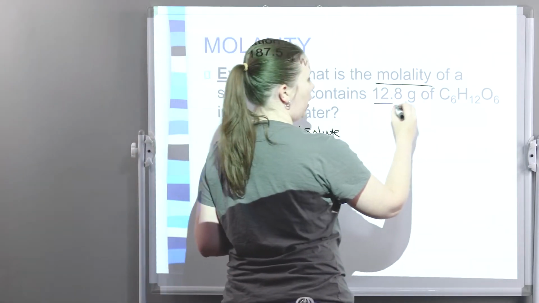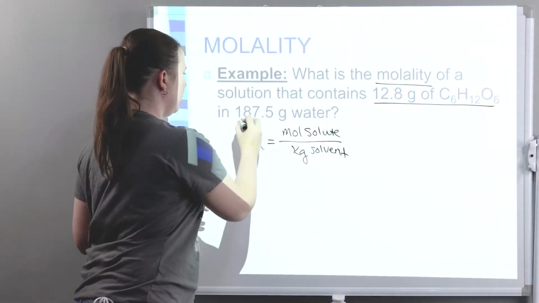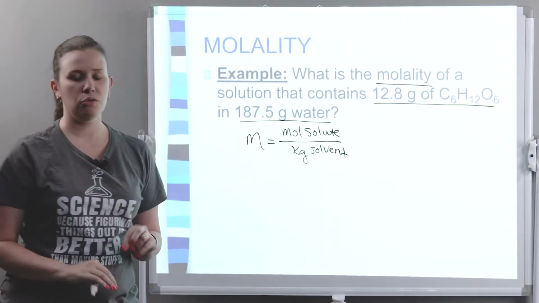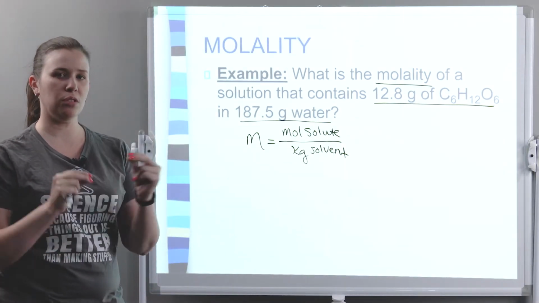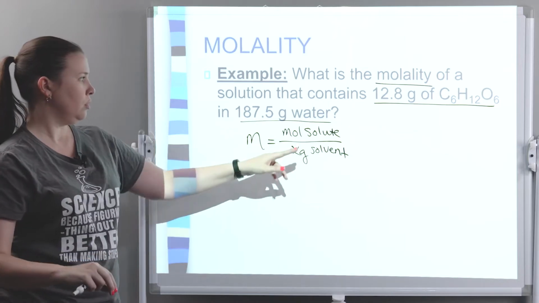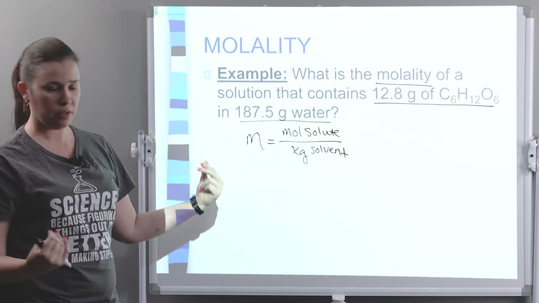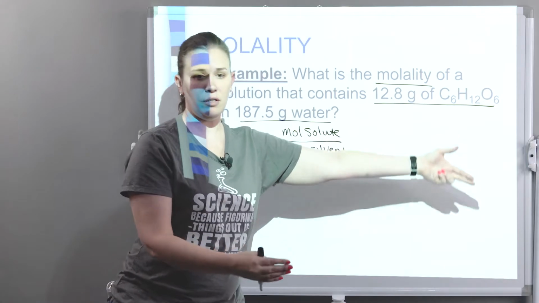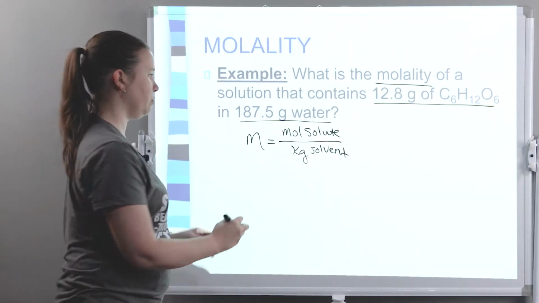It gives me the mass of a sugar and the mass of a water. So the first thing that you want to decide is which one's the solute and which one's the solvent. Water is our universal solvent, and sugar is what's being dissolved by the water, so that would be our solute.